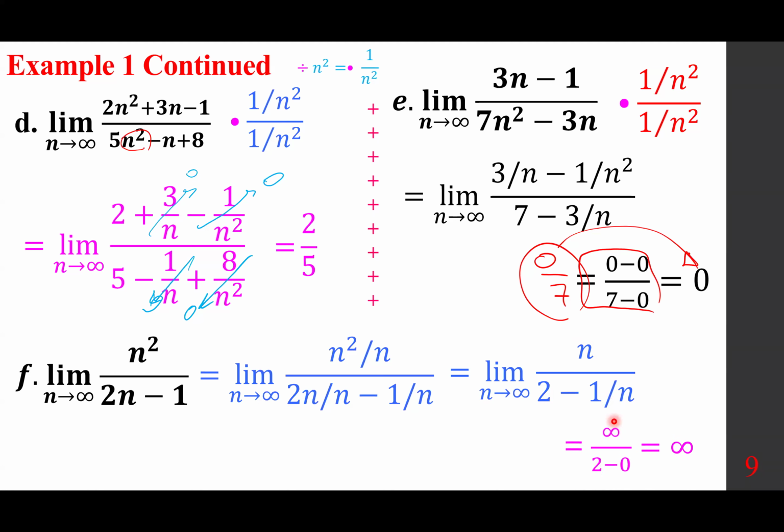And infinity over 2 or infinity times 2 or infinity divided by 10,000 makes no difference. It is still infinity because infinity is a concept. It's not a specific number, everybody.